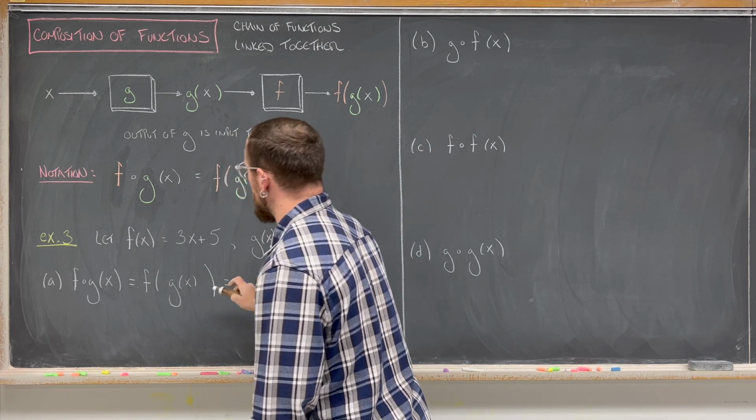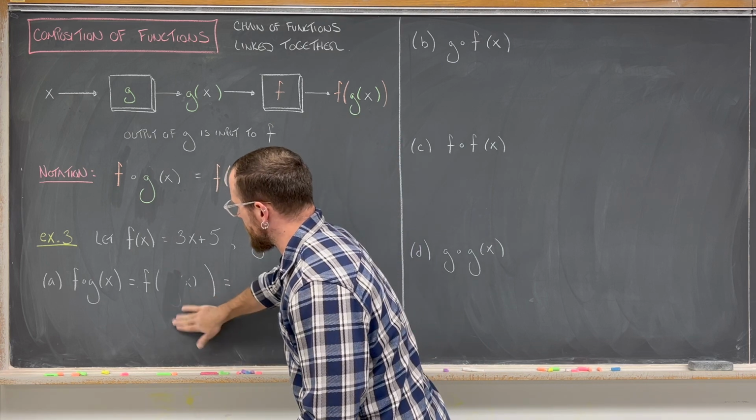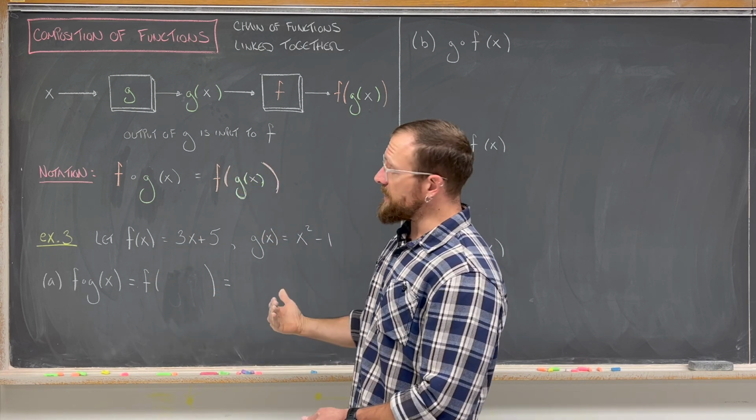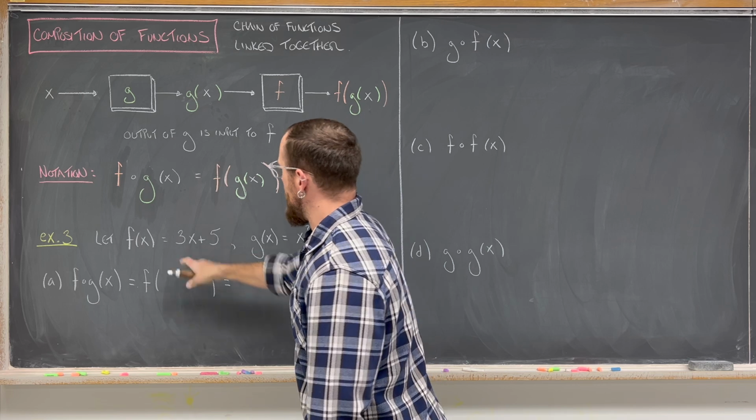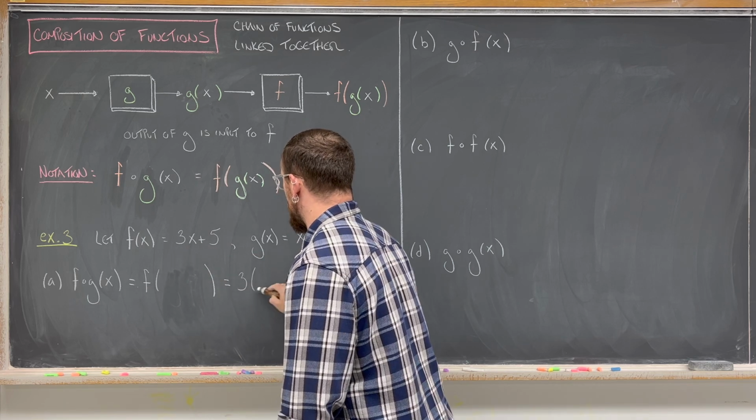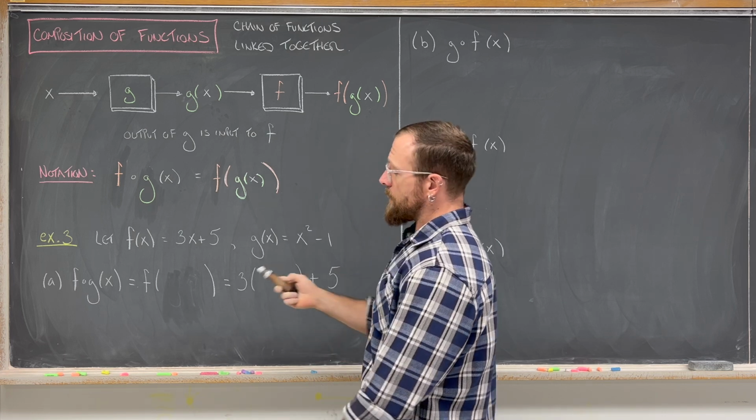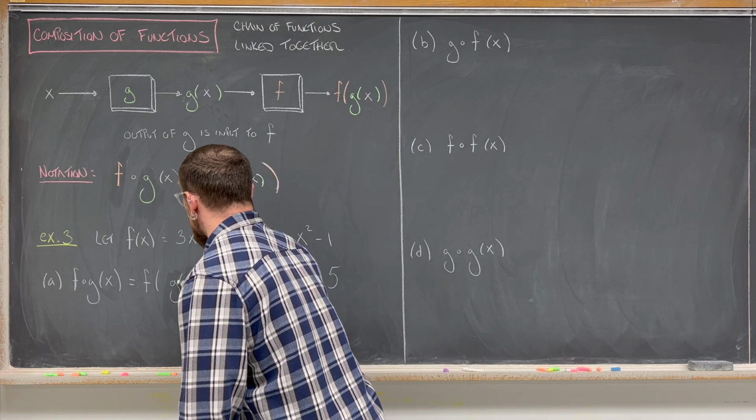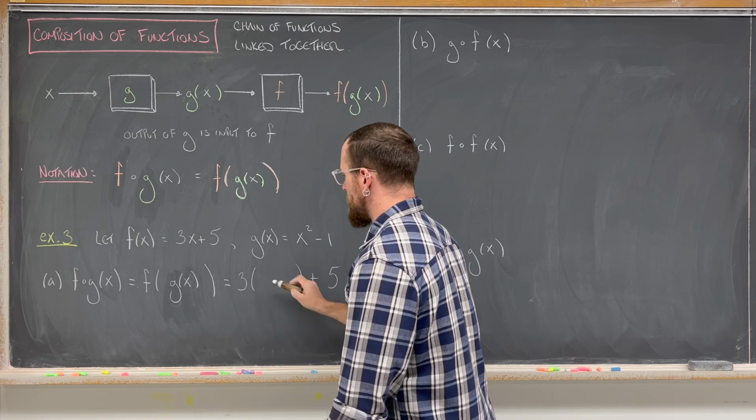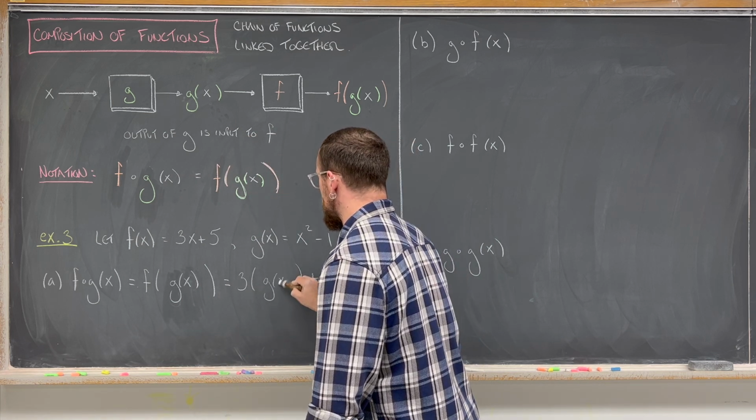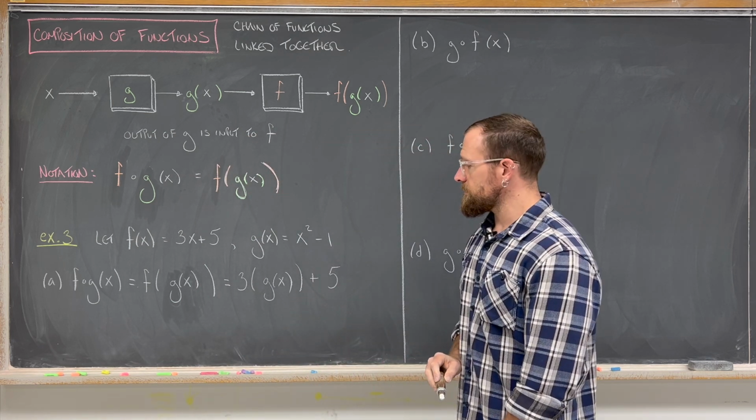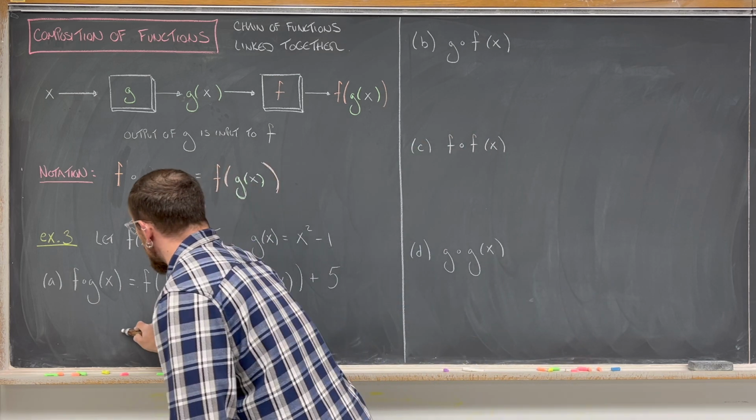Whenever you plug something into f, ultimately, this is f of something. What does f do? f multiplies its input by 3, and then it adds 5. So I want to know what is f of g of x. Okay, well, that'll be 3 times g of x plus 5. Okay, what is that?